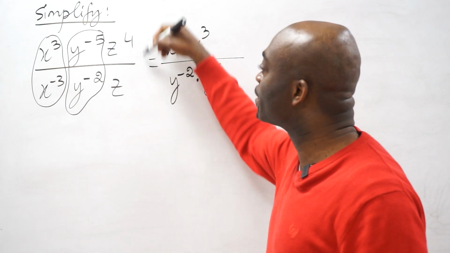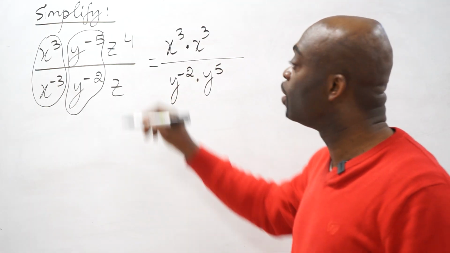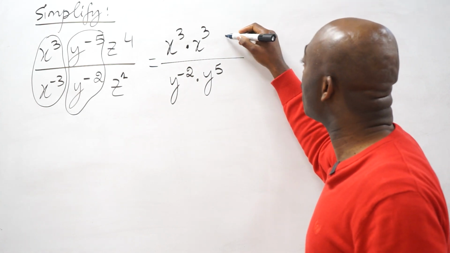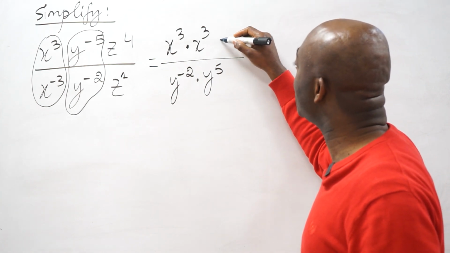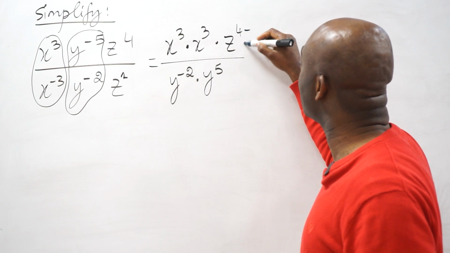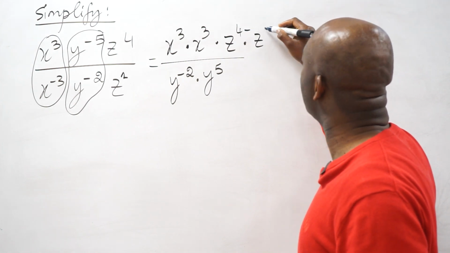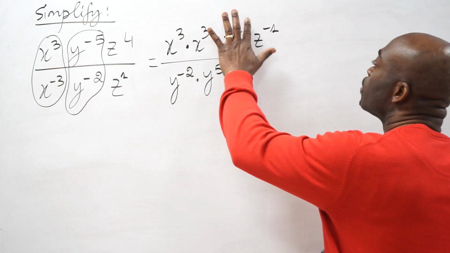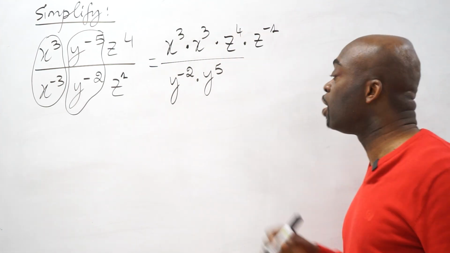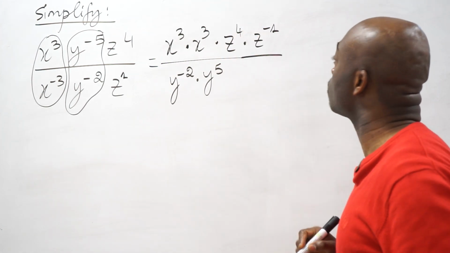Last but not least, we have the z: z^1. 1 is, of course, smaller than 4, so that would then be times z. So we have z^4 times z^-1. Okay? So let's take this one out. Right here. So this is what we have.